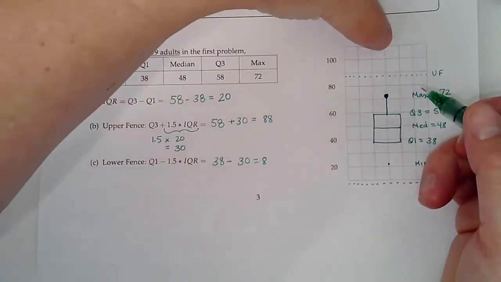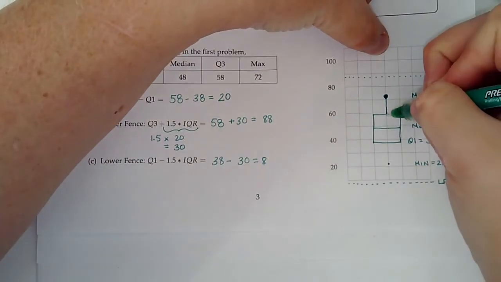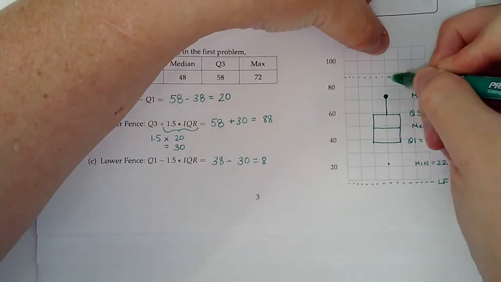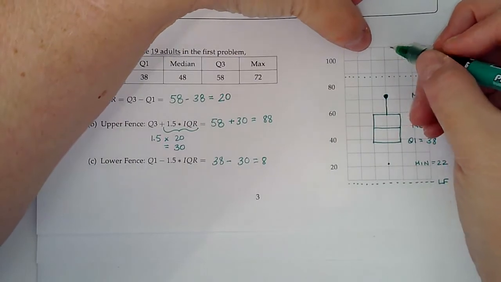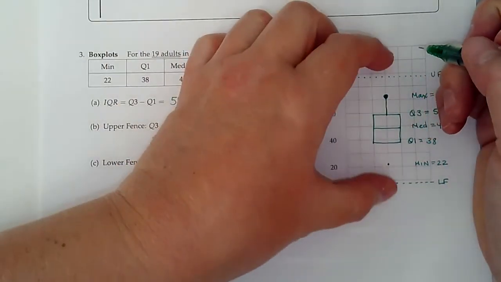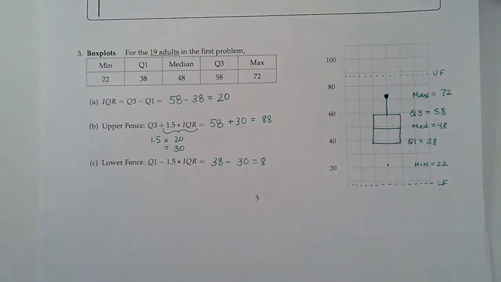If for some reason I had another point up here, I would have drawn this line until I hit the fence and I would have capped it off. And then I would have turned that mark outside of the fence into an outlier. So anything outside of the fences is going to be an outlier.